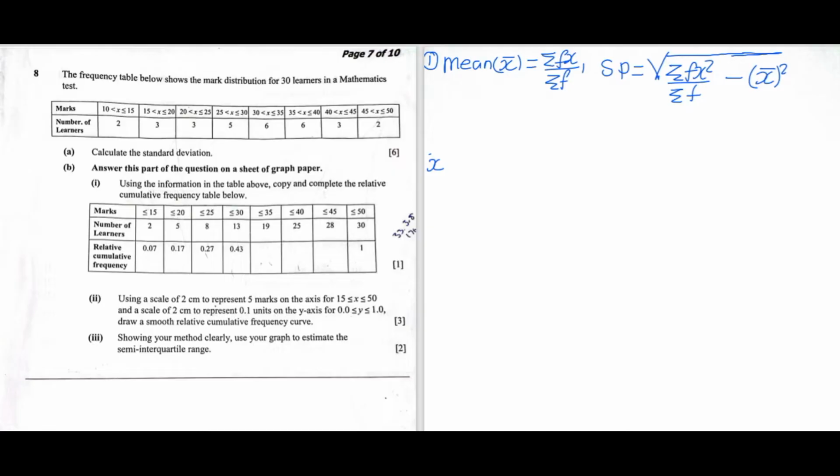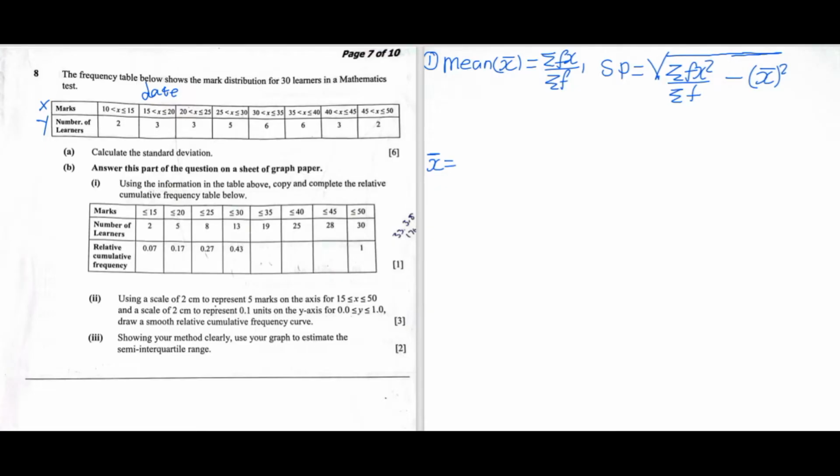The mean is x with a bar on top. So how do we find the mean? Let's go back to the table. Here we are dealing with grouped data. How do we know that this data is grouped? We can see the intervals. The first interval is 10 less than x less than or equal to 15, the second is 15 up to 20, and so on up to 45 less than x less than or equal to 50.